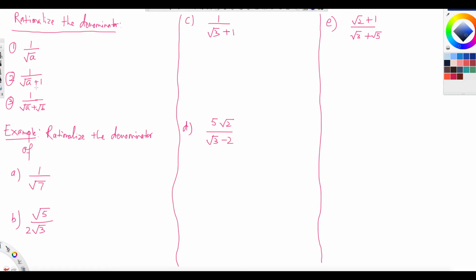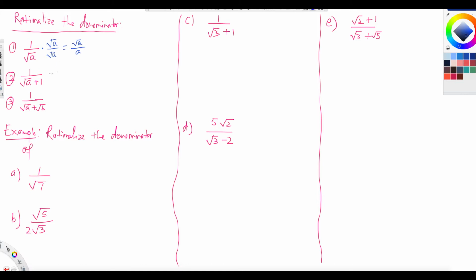Okay, so there are 3 different cases. The first case is there is only one term in the denominator and that has the root. So if you want to rationalize, meaning if you want to get rid of that root from the denominator, what we do is multiply and divide by that exact same number, root a over root a. Then 1 times root a will be root a on the top, and at the bottom root a times root a is just a. That's what you get. But if there is something else in the numerator, like 2, 3 or anything, you multiply that with that root a.